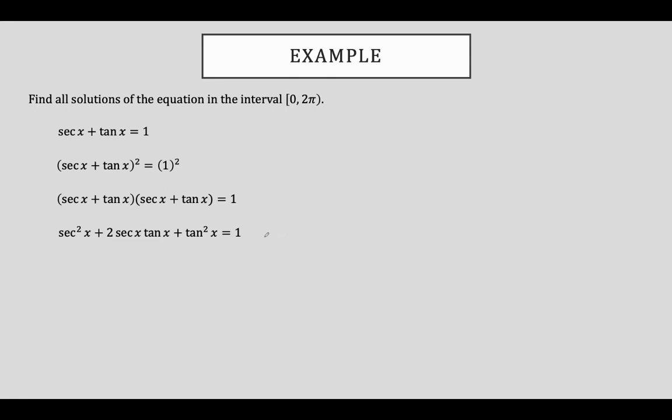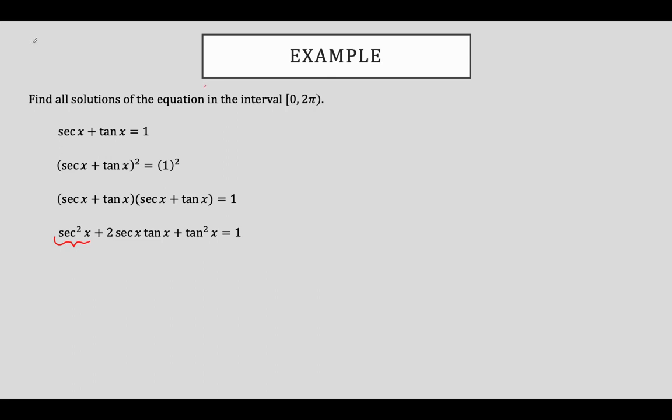Okay, so we still have two different types of trig functions, right? But maybe we can begin to rewrite in terms of a single trig function. Well, if we had to choose between secants and tangents, I'd say tangents are probably a little bit easier to work with. So is it possible to rewrite secant squared x in terms of a tangent? Well, think to our Pythagorean identities.